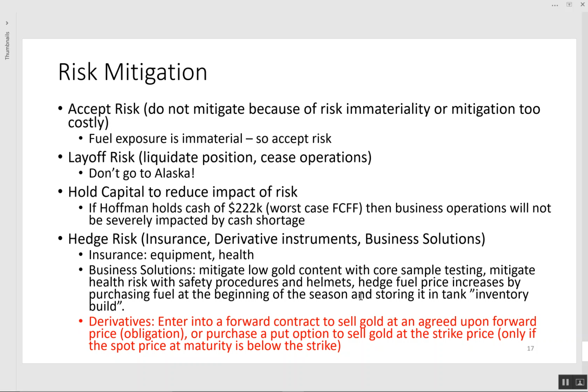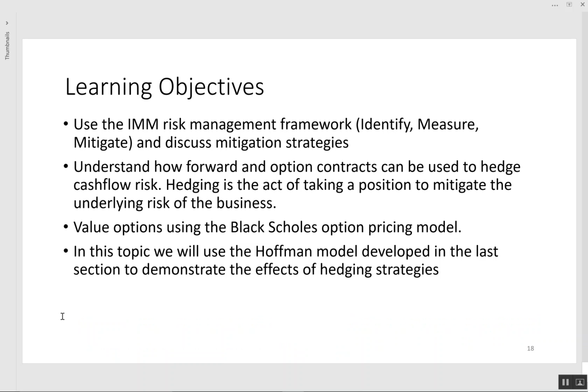And what we did spend a long time talking about is how to use forward contracts. You can use a forward contract to guarantee a price of an asset, and you can use an option contract to guarantee, say, a minimum price of an asset. So in this topic, we use the IMM process and discuss mitigation strategies. We understand how forward and option contracts are used to hedge cash flow risk. We valued an option using Black-Scholes, and we did that by using our Hoffman model from the last topic.